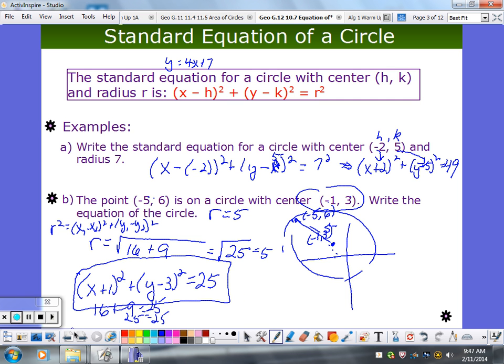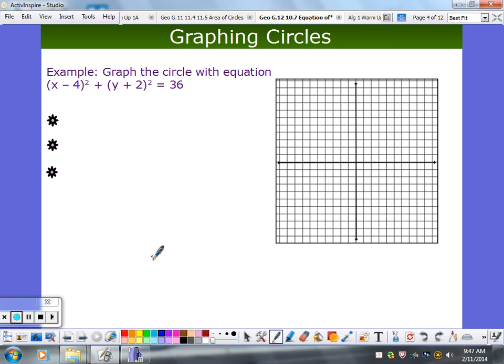It's not that big a deal. All right, graph the circle. Now we can work backwards with this, right? Here's an equation of a circle. Doesn't it look like x minus h squared plus y minus k squared equals r squared? Let's graph it. First of all, what's the center? And be really careful, because remember, we're subtracting stuff.